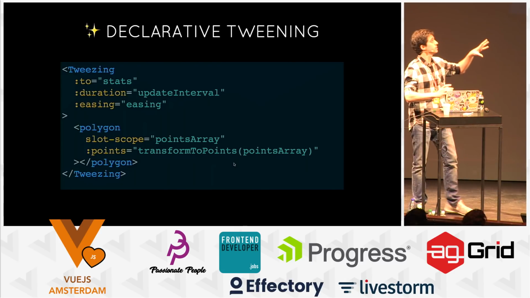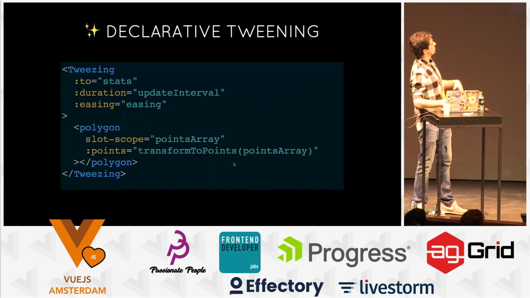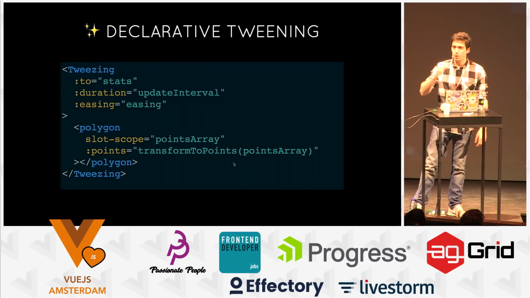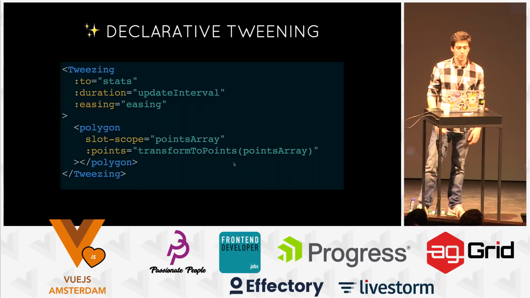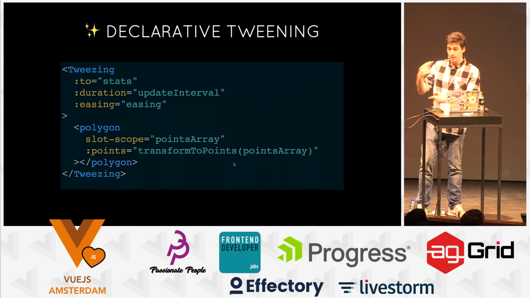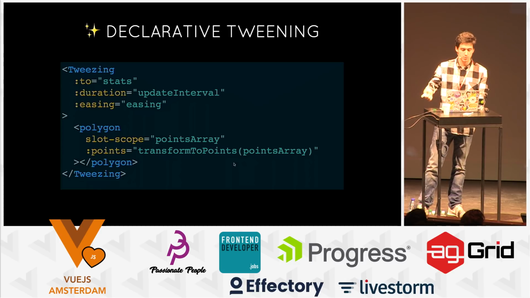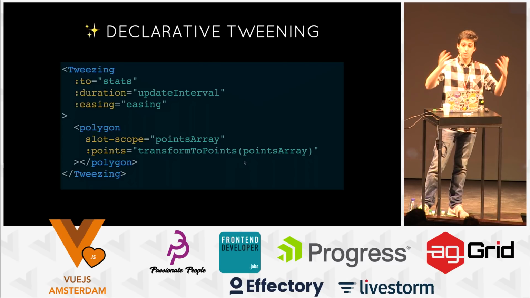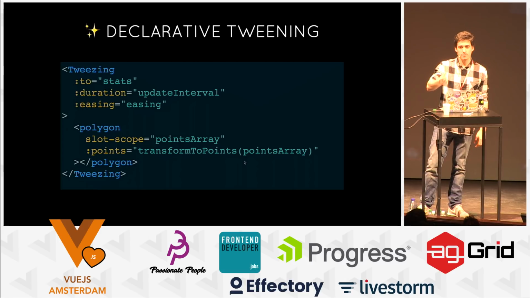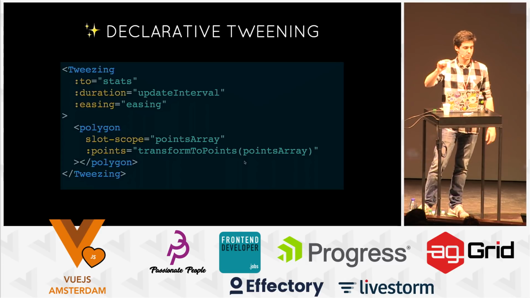this is how we write the tweening. So we are saying we're going to go to stats, which is just an array of points that declare the different positions in that polygon you saw. We are using the duration that we provide that can be changed dynamically, and when it changes, it will re-trigger a new tweening. And we're using this easing equation that we selected on that dropdown. And then we have the same thing. We use a slot scope to get the new array that is tweened, so it changes on the fly. And we put all the points, we call a function to transform that point that goes from 0 to 1 to the actual position on the circle.